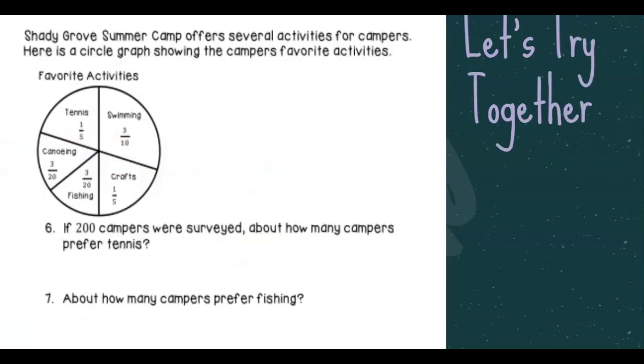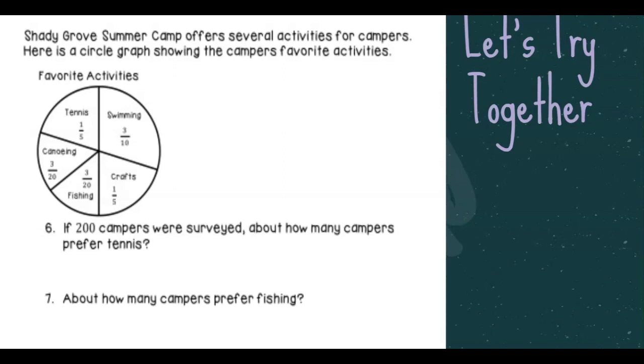Okay. So here, for example, we have this question where it talks about Shady Grove Summer Camp offering several activities for campers. It says here's a circle graph showing the campers' favorite activities. Within the circle graph, you see the activities, which are tennis, swimming, canoeing, fishing, and crafts. And within that, there are also the fractions that each of them take up. Okay. So from there, we have to answer these two questions below. It says, if 200 campers were surveyed, how many campers prefer tennis?